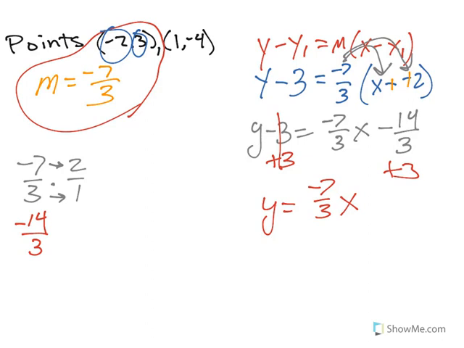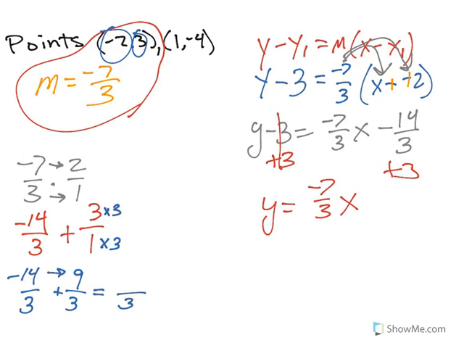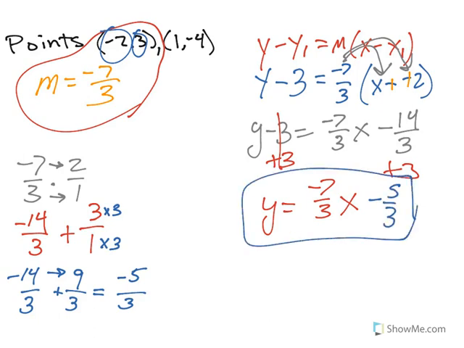So -14/3 plus 3 over 1. Well, I need common denominators, so it's going to be a 3, right? So 1 times 3 gave me 3, so I do the same to the numerator, and 3 times 3 gives me 9. So denominator of 3, I add across. Negative 14 plus 9 is negative 5. So I'm going to have minus 5/3 as my y-intercept.